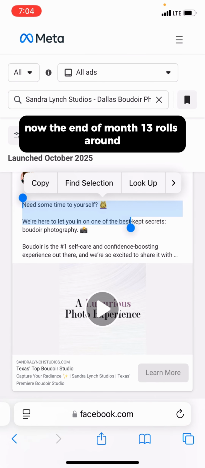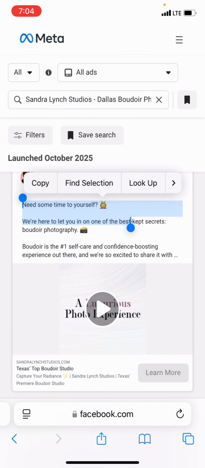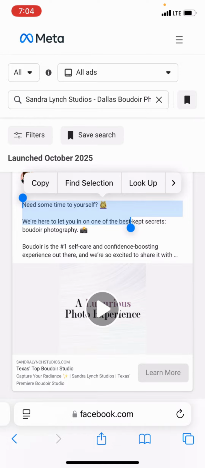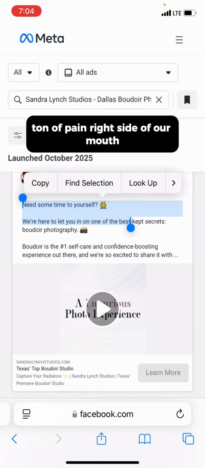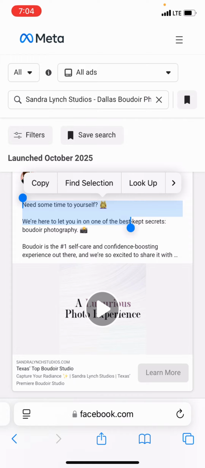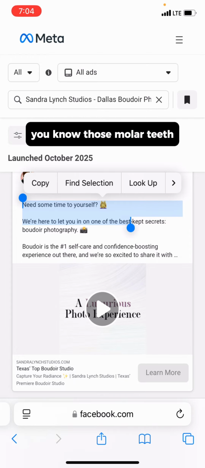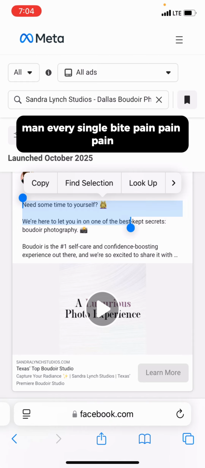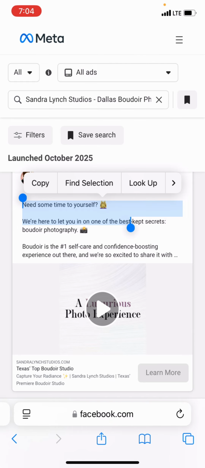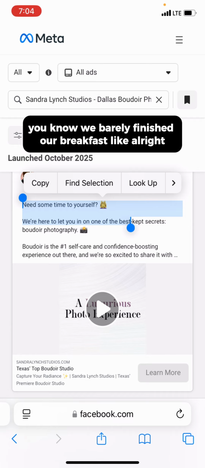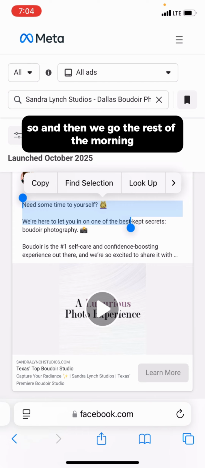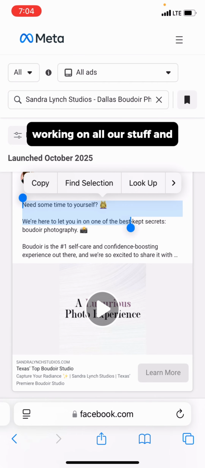Now the end of month 13 rolls around. We're eating breakfast. And man, every single bite, for some reason this morning, ton of pain. Right side of our mouth, at the back, on the bottom, those molar teeth, the back right. Man, every single bite, pain. We barely finish our breakfast. We're like, all right, this is strange. This stinks.